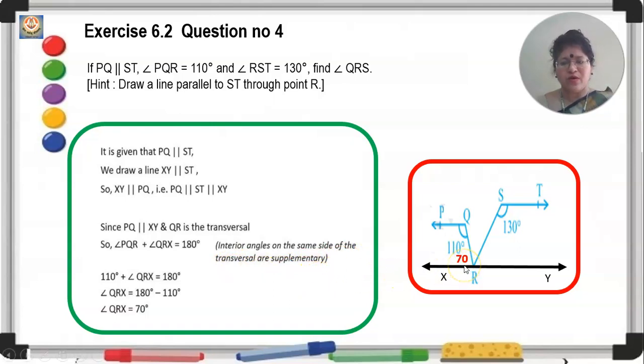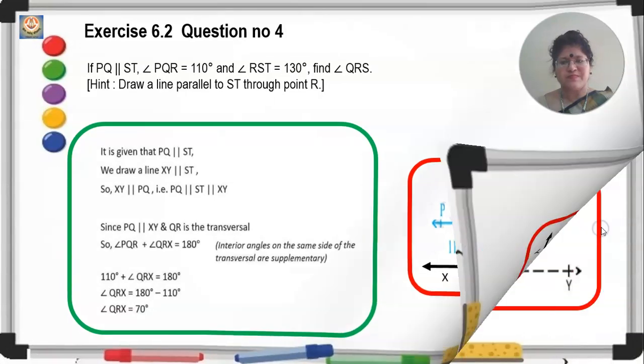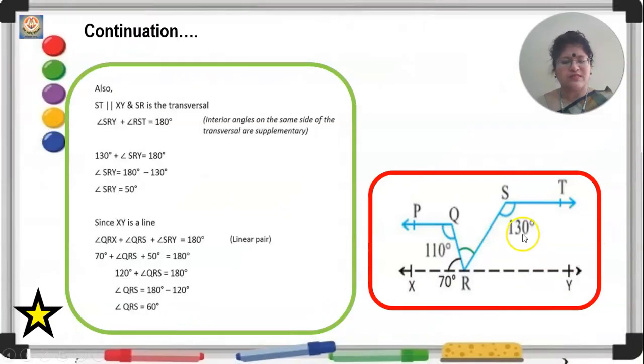Now, after having found out this, in the next step, we will find out what is the measure of angle SRY. Have a look. This is the same very diagram. I've drawn a dotted line here indicating it is a construction wherein XY is drawn parallel to ST.